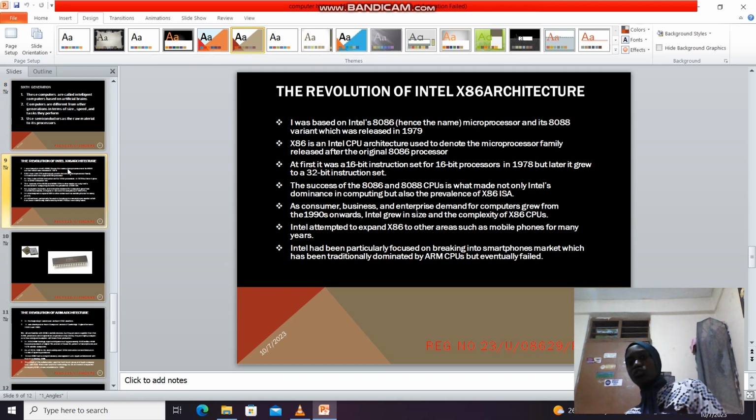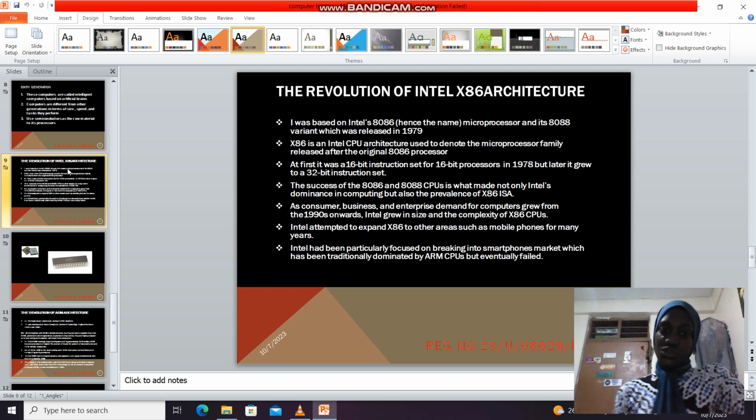Now we can go to the evolution of the Intel x86 architecture. It was based on Intel's 8086 microprocessor and its 8088 variant, which was released in 1979. The x86 is an Intel CPU architecture used to denote the microprocessor family released after the original 8086 processor. At first, it was a 16-bit instruction set for 16-bit processors in 1978. Later, it grew to a 32-bit instruction set.